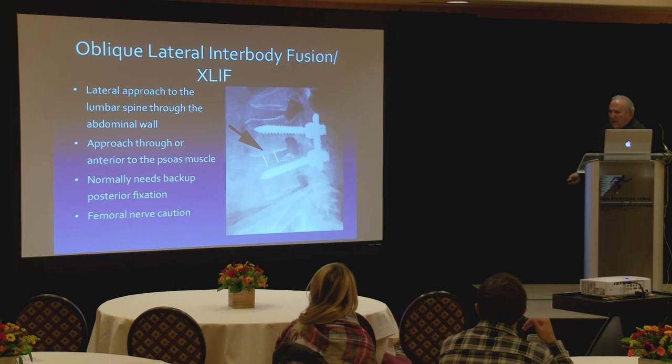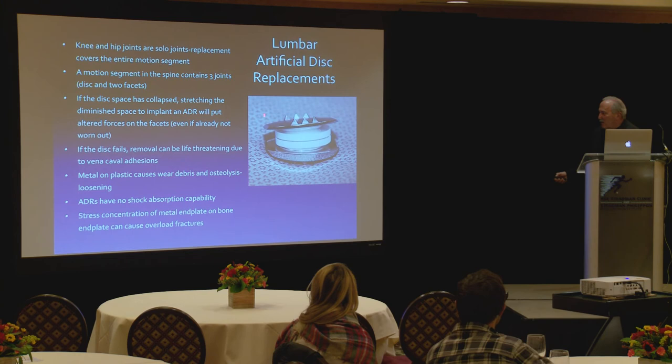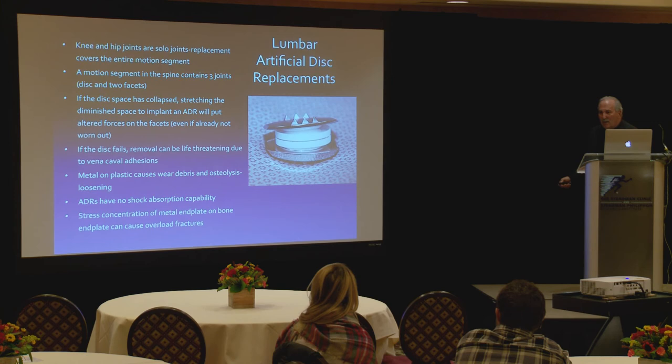There's artificial discs, and there are a lot of people who may like these. I'm not a fan, and the reason is hip and knee joints are solo joints, so you can replace a joint and cover the entire joint. When you do this, all you're covering is the disc. You're not covering the facets. There's no shock absorption here, so it doesn't work like a normal disc. It doesn't absorb impact. All it does is allow motion.